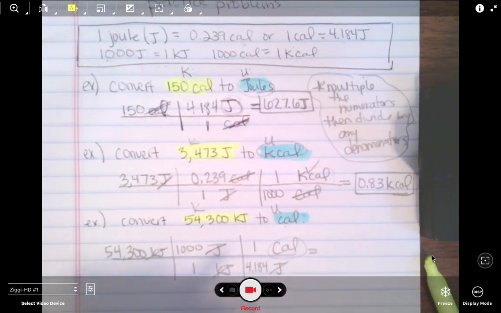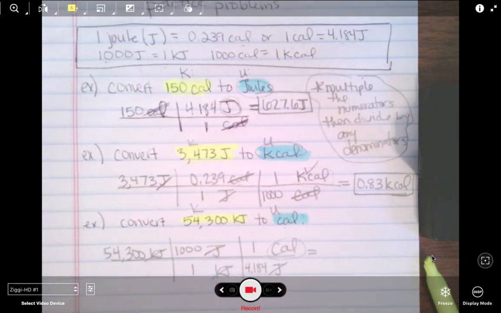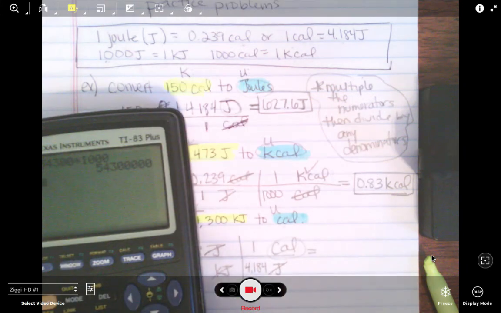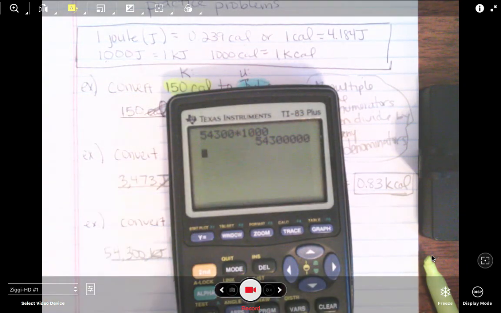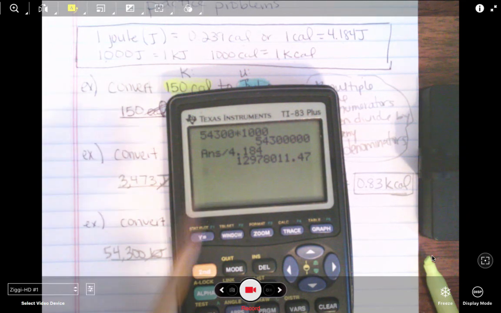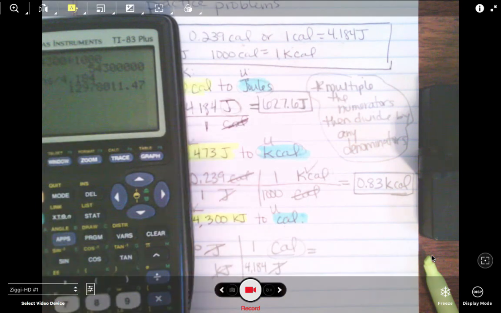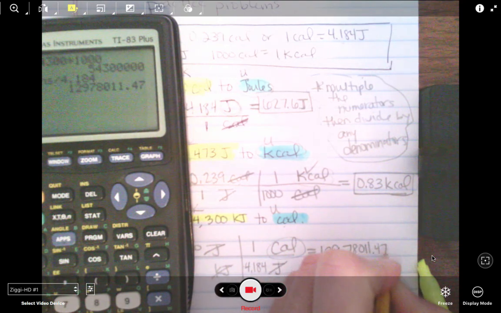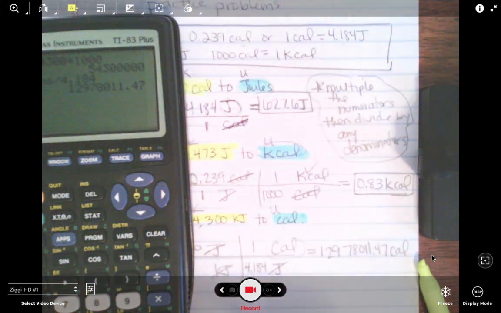And then I have numbers in the numerators and the denominators, so I'm going to multiply and then divide. So I'm going to take 54,300, multiply by 1,000. That's a big number. And then I need to divide by 4.184 because that's the number in my denominator. That is a really big number. So what I'm going to do is I'm going to use scientific notation. So we'll just write that number out actually, and then we'll put it into scientific notation. And the units are calories. So that would be our answer.